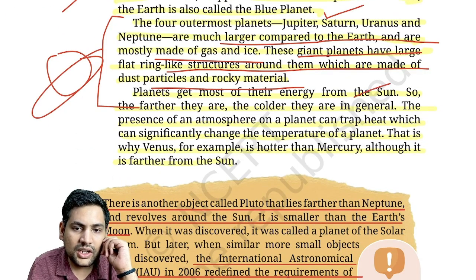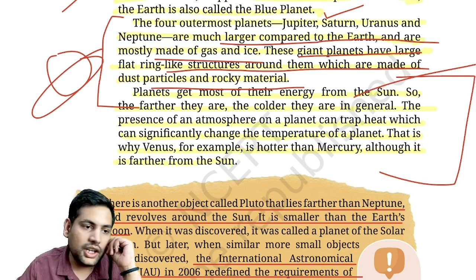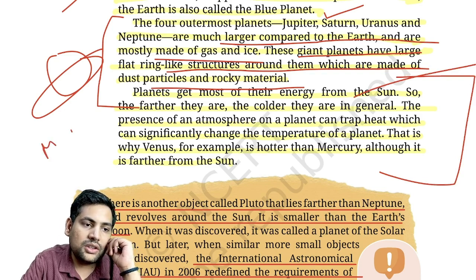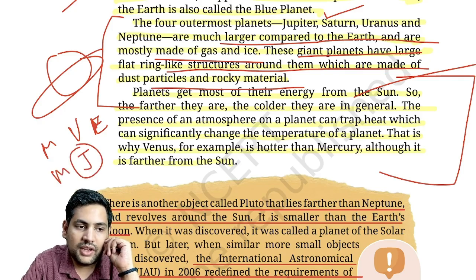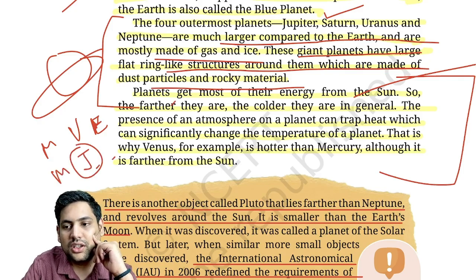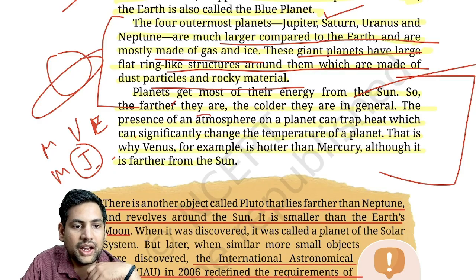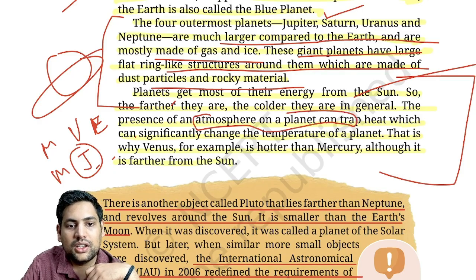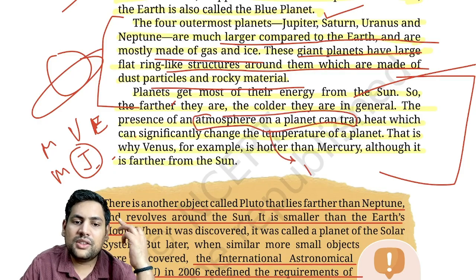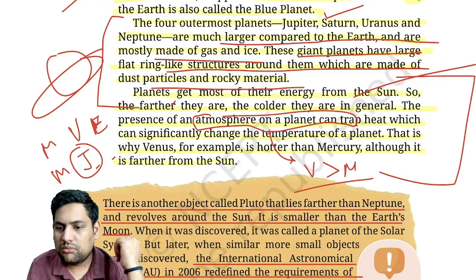Planets get most of their energy from the sun. So the farther they are, the colder they get. Mercury was very hot, Venus was very hot, Earth was just right. Then Mars becomes colder, Jupiter is very cold, and it goes on like this. Now, it also talks about the atmosphere trapping the heat, and that's why I gave you the explanation why Venus is hotter than Mercury.